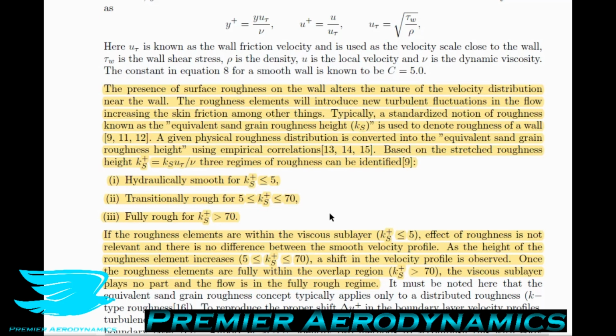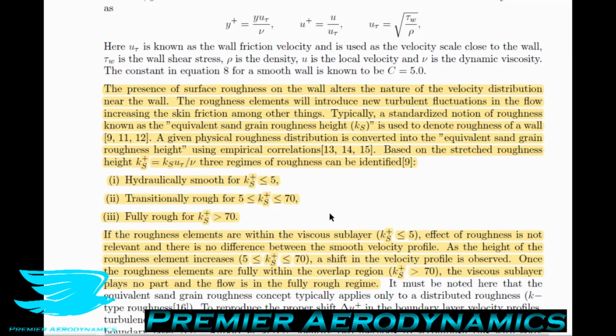If the roughness elements are within the subviscous boundary layer, so KS plus is less than 5, the effect of roughness is not relevant and there is no difference from the smooth velocity profiles. So that's pretty amazing. If the roughness is so small that it's only in the subviscous boundary layer, it doesn't really affect the boundary layer in general, so we can ignore it. As the height of the roughness elements increases to above 5 and below 70, a shift in the velocity profile is observed.